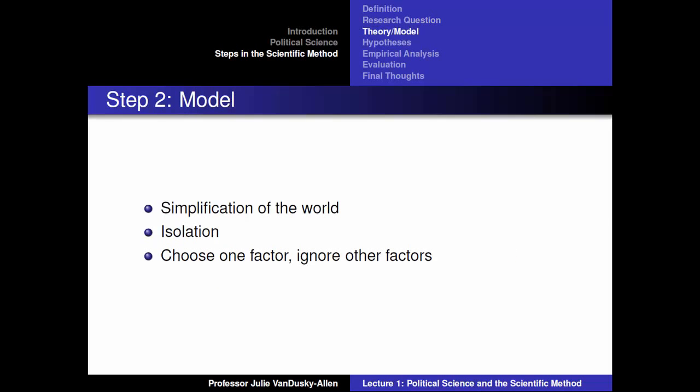The next step in the scientific process is developing a model to explain why you see variation in a dependent variable. A model is a simplification of the world. In our models, we choose one factor that influences variation in our dependent variable. We ignore all the other factors that could influence our dependent variable.